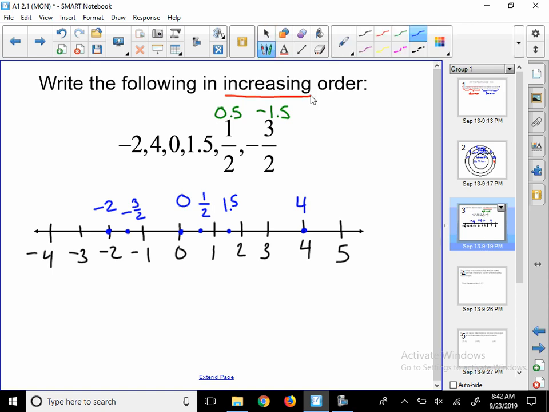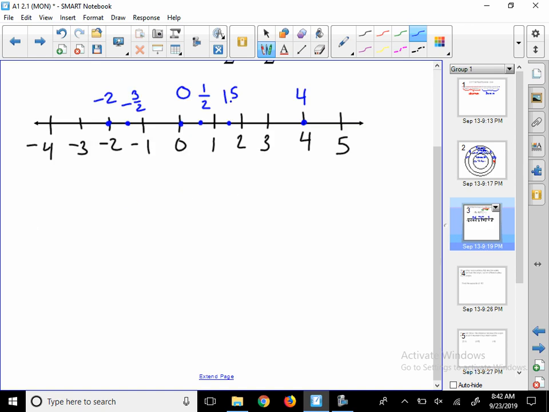So to list them in increasing order, I start with the number farthest to the left, -2, and I just work my way to the right. So I go -3/2, 0, 1/2, 1.5, and 4. And there I have it in increasing order.